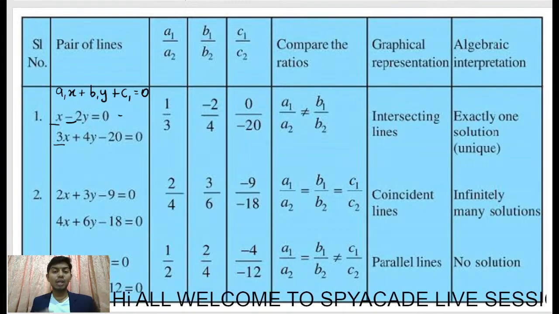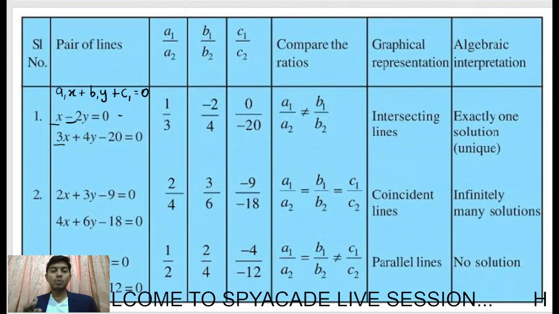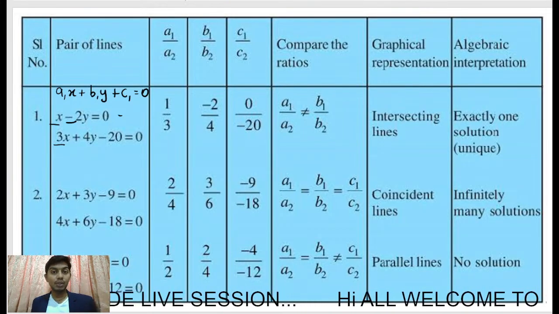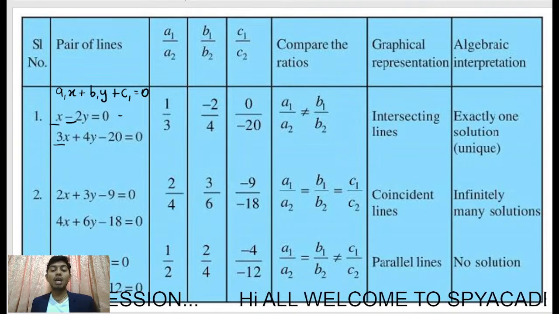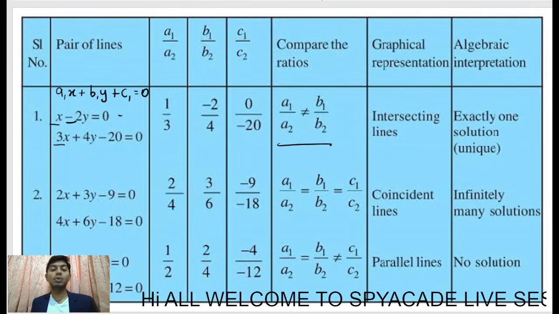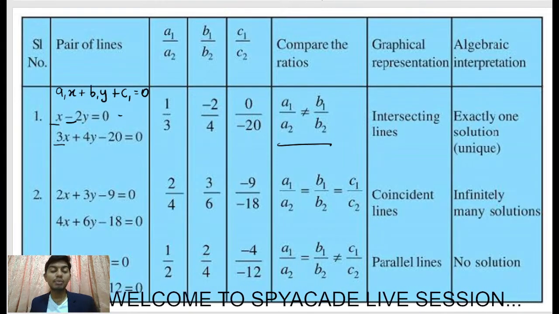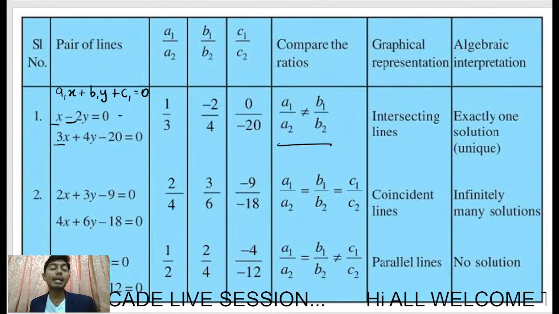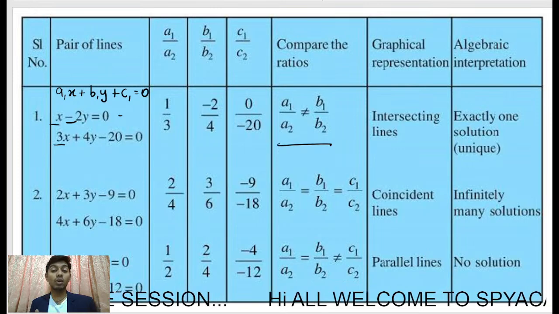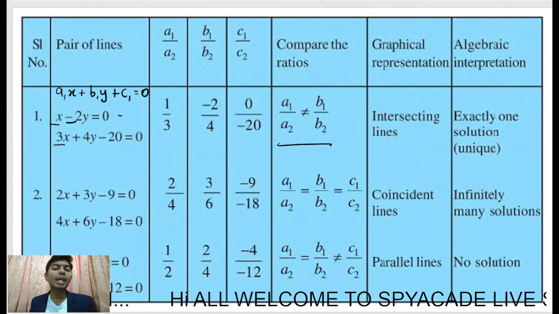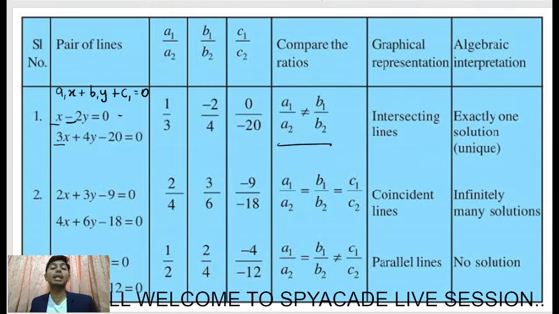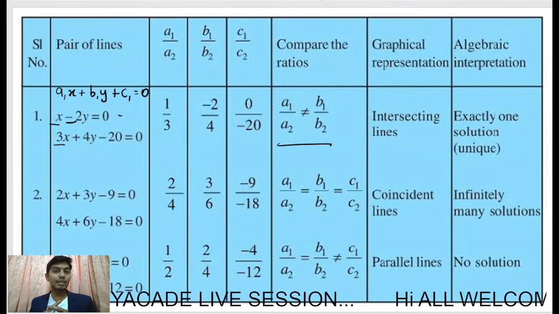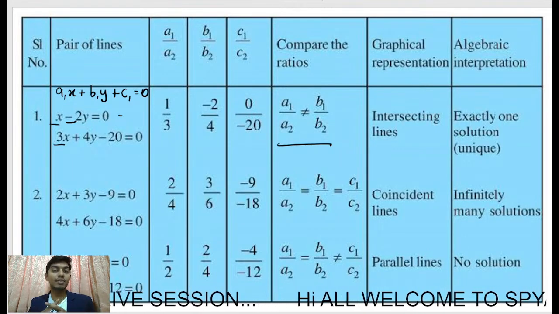Right. So in such a case, you can just compare whether a1 by a2 is equal to b1 by b2. No, obviously not. And then whether it is equal to c1 by c2. No, it's not. So actually a1 by a2 is not equal to b1 by b2. In such a case, those two lines are called intersecting lines. Whenever you get intersecting lines, you will be getting only one solution, a unique solution. See, for example, if you are having two lines, one line is traveling in this way, the other line is traveling in this way.